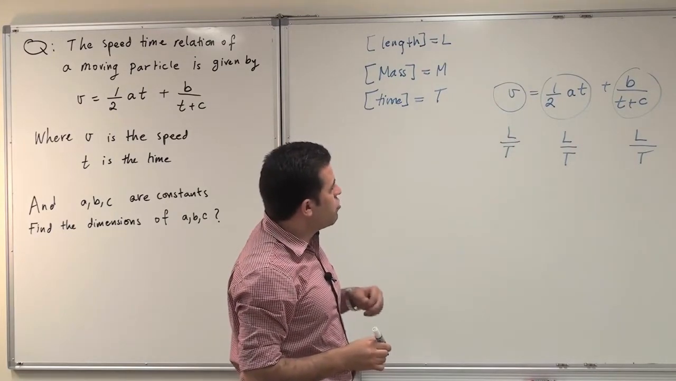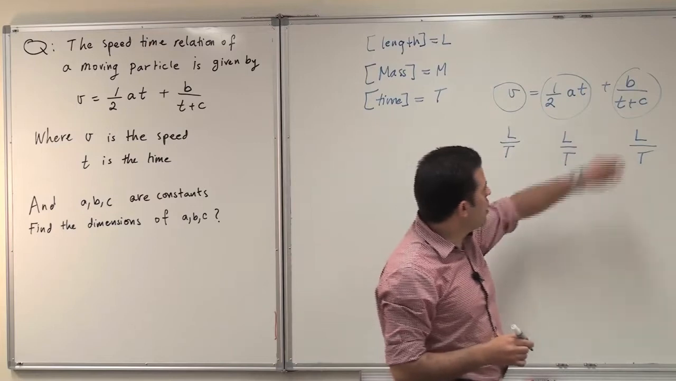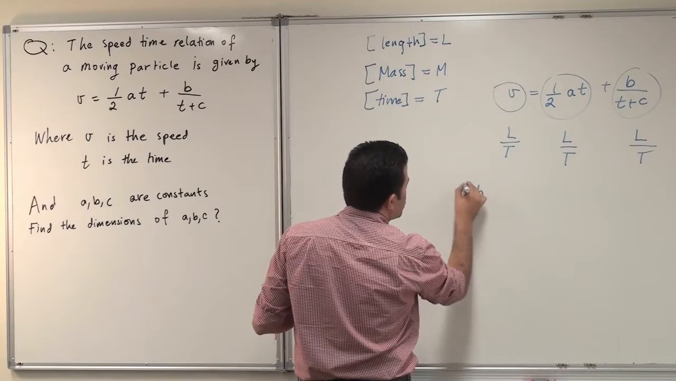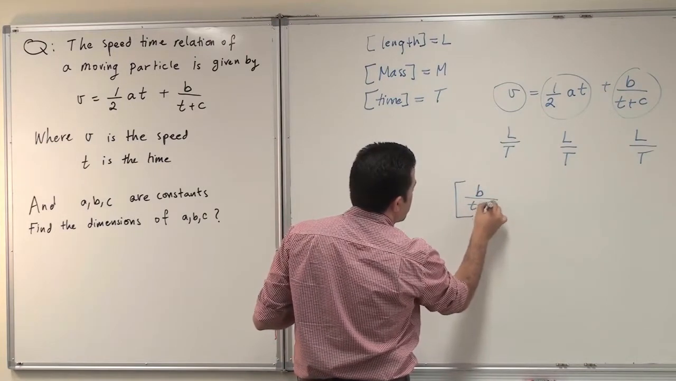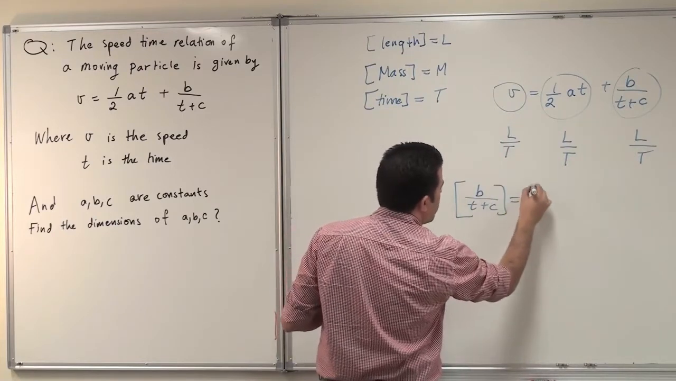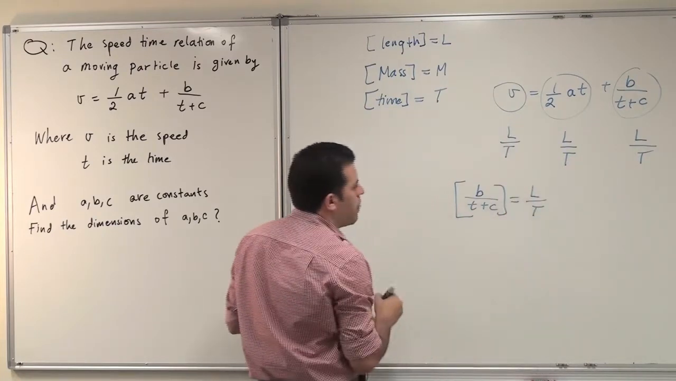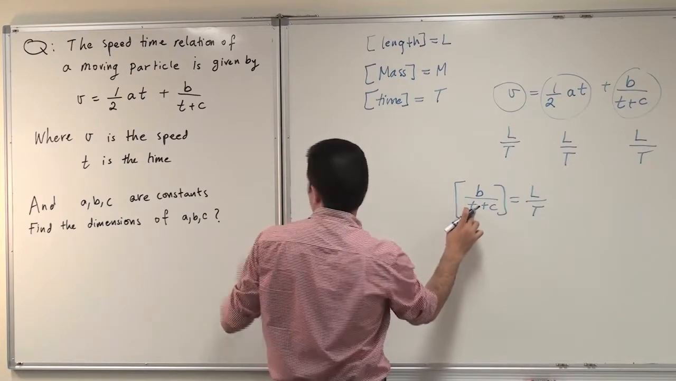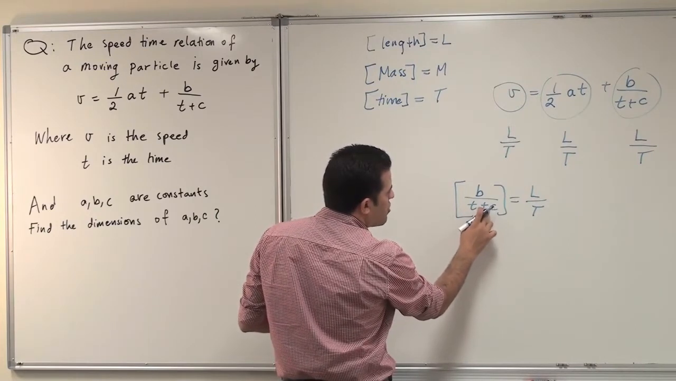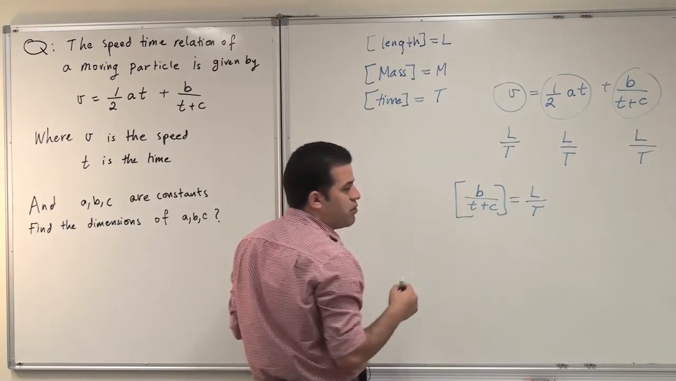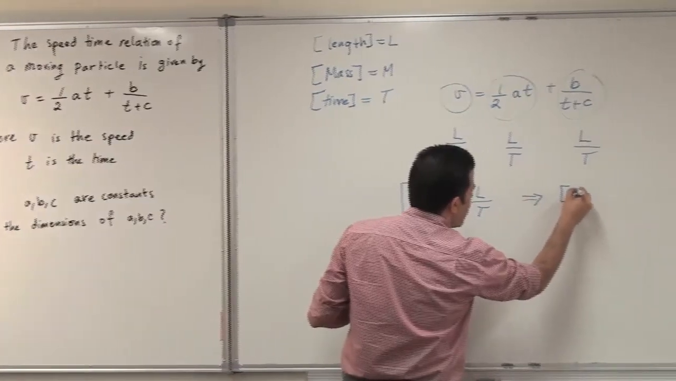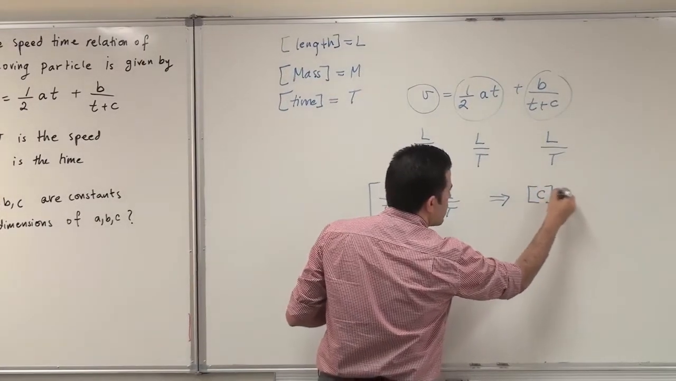So in order to solve it, what if I start from the last term: the dimensions of b divided by t plus c should equal speed, which has the dimensions of length divided by time. And because t is known to be time, as given in the question, to be added to it this constant c also has to have the dimensions of time. So immediately I can conclude that the dimensions of c should equal T.